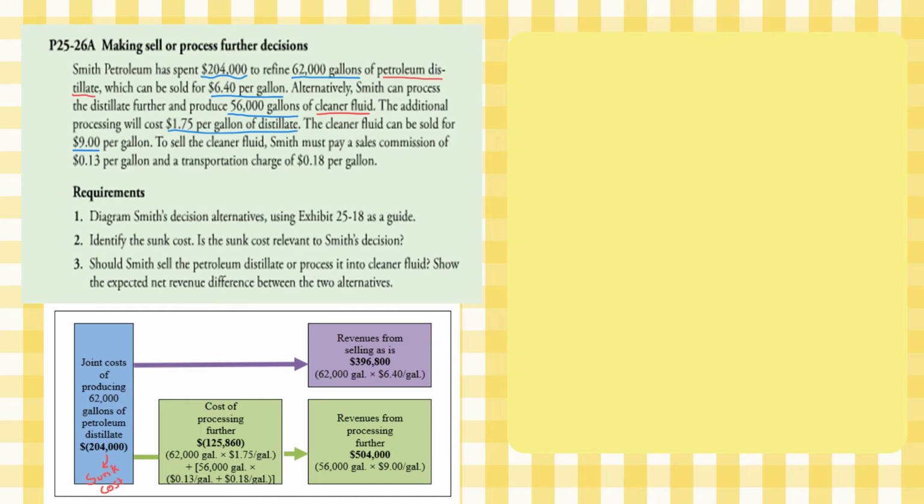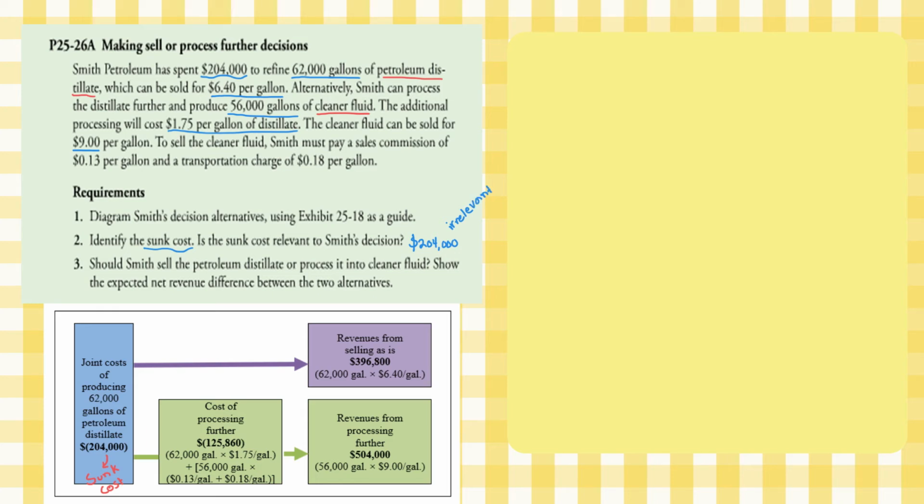Requirement number 2, identify the sunk cost. Is the sunk cost relevant to Smith's decision? No, it's irrelevant. The sunk cost is the 204,000. We pay the 204,000 to get the first product. I'm not gonna be able to make the second product if I don't have the first one, so it's joint cost. I can't change anything about the 204,000, and it's irrelevant to my decision. It's not gonna affect my decision.